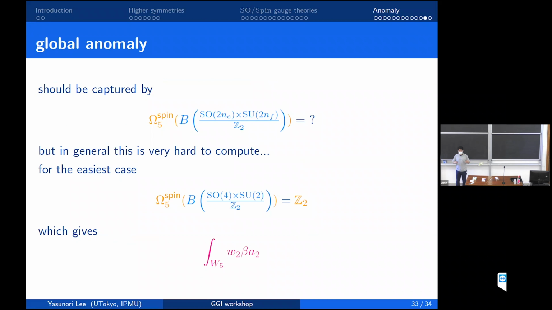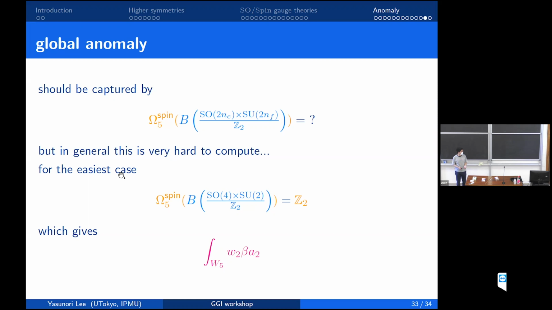So after this lengthy preparation, we are now coming back to the original problem. The relevant Bordism group, which should capture this anomaly coming from fermions, should be this, which is quite complicated, as you can see. In principle, you compute this Bordism group, but unfortunately this computation is very, very hard. So we did as much as possible, and we gave some checks, including the easiest case.